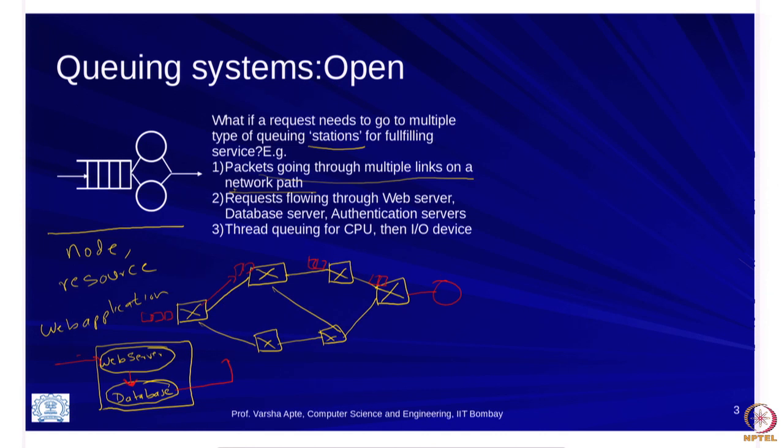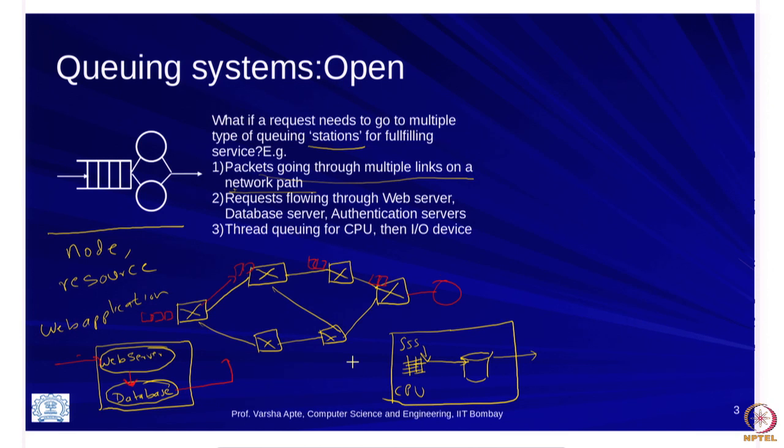Then if you look inside a server machine, you have the CPU, which I just like to show like that. Let's say this is a CPU, and you can have a disk. A thread could be doing some CPU work. It will need the CPU sometimes, and then it might need some IO, and only then it will be done.